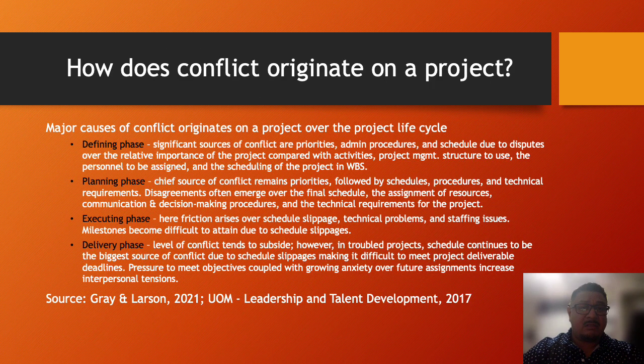Now, how does conflict originate on a project? Well, major causes of conflict originate on a project or the project life cycle. So what does that mean? That means that through every phase of project management, there's going to be issues. So there's going to be conflict.